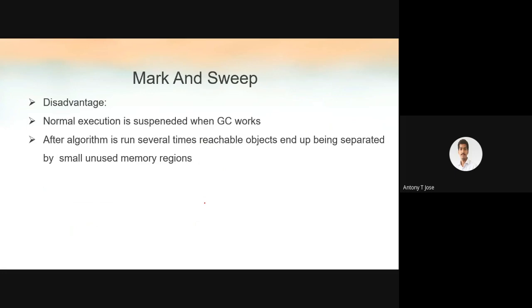Actually, mark and sweep is a recursive call. Okay, first thing is mark and sweep. It traverses objects recursively. It is a recursive call, so it needs a stack object. The first disadvantage is it needs a stack. Since it is a recursive call, it requires a stack. So that is one of the disadvantages.